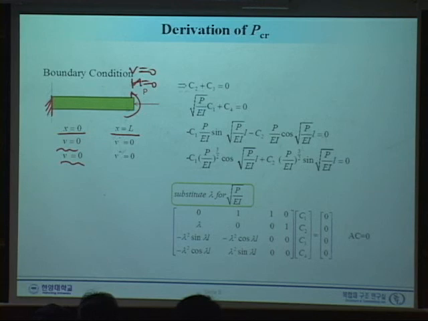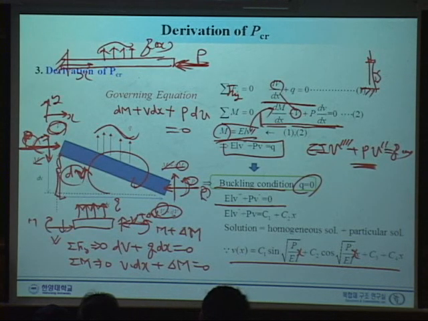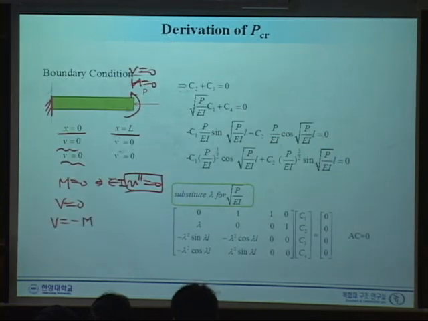The same as before, so V equals 0. Moment equals 0 means that EI V double prime equals 0, so curvature will be 0. Now, V equals 0 means that it's a little different. V is given by minus M prime minus P V prime. And back to here, V equals minus M prime minus P V prime.